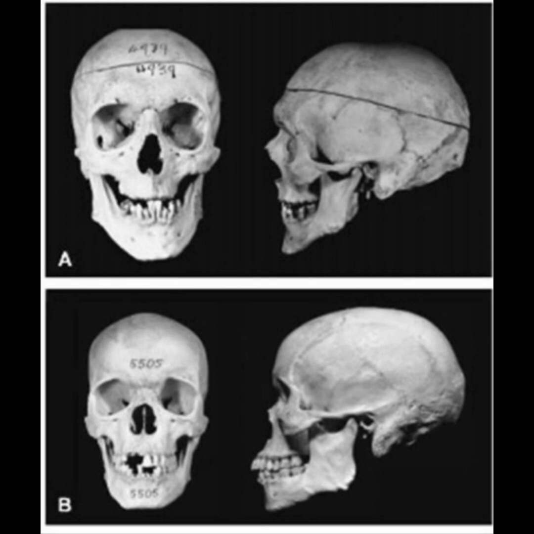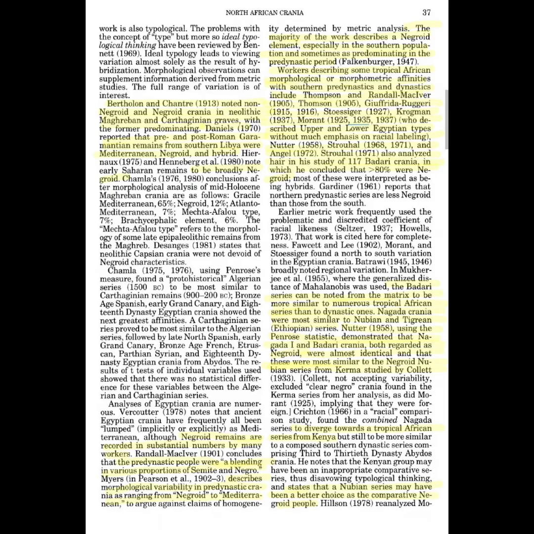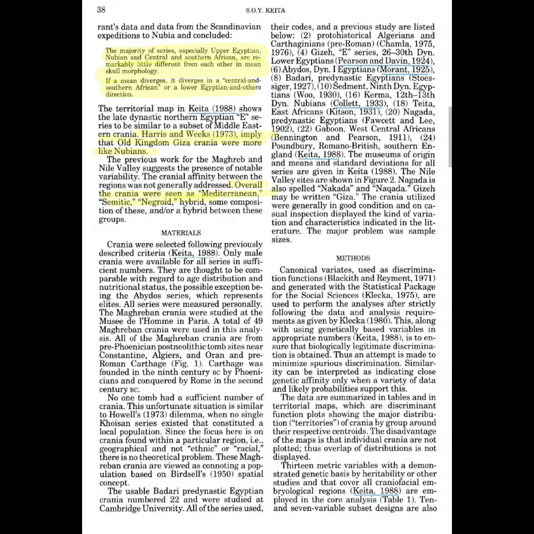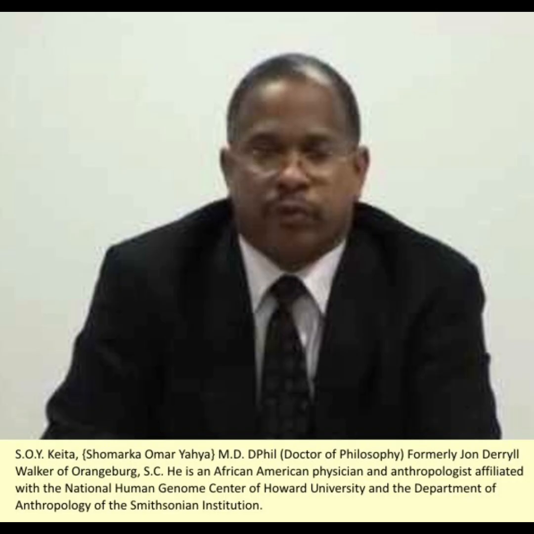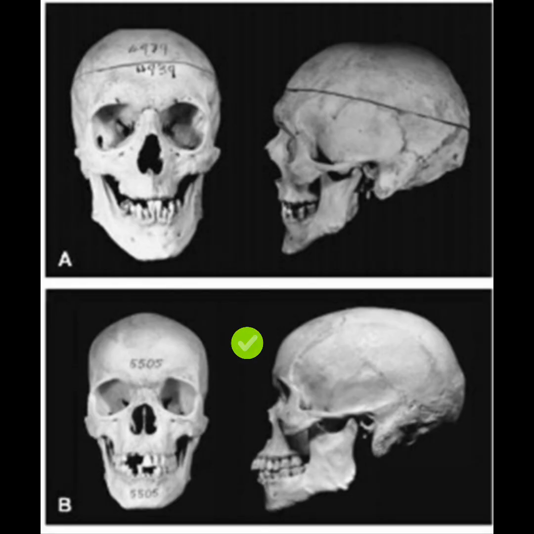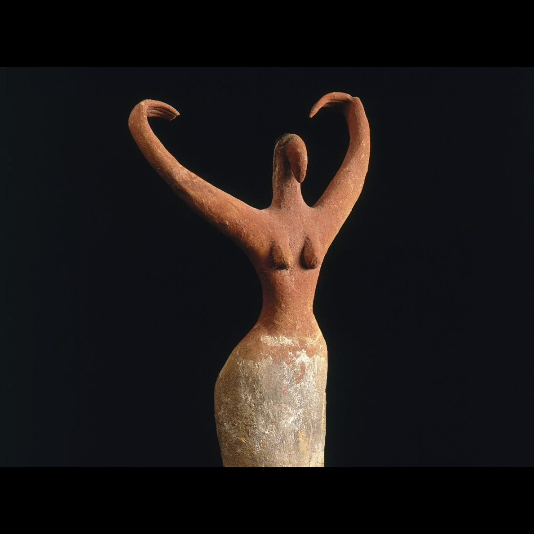The findings suggest that ancient Egyptian skull morphology was shaped by a complex interplay of genetic, environmental, and cultural factors. Keita's research also highlights the importance of considering the regional and temporal context when interpreting the biological and cultural diversity of ancient Egypt. Dr. Keita's research suggests that the tropical African type was present in ancient Egypt from the earliest periods, specifically during the pre-dynastic era.